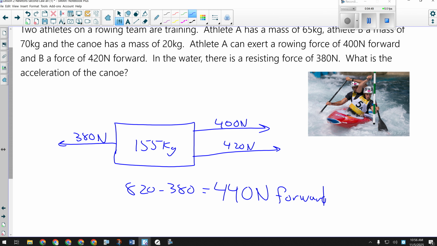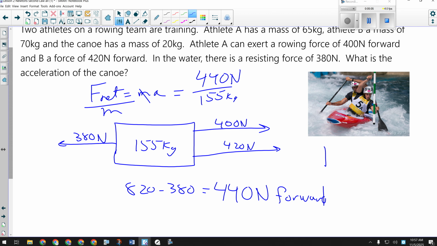Now that I've got the net force, I can go to this formula. F net equals m times a, divide both sides by the mass, and I'm finding the acceleration: 440 divided by 155. So this is newtons divided by kilograms. Now remember, a newton is a kilogram meter per second squared. So if I divide kilogram meters per second squared by kilograms, I should be left with the units for acceleration. Agreed?